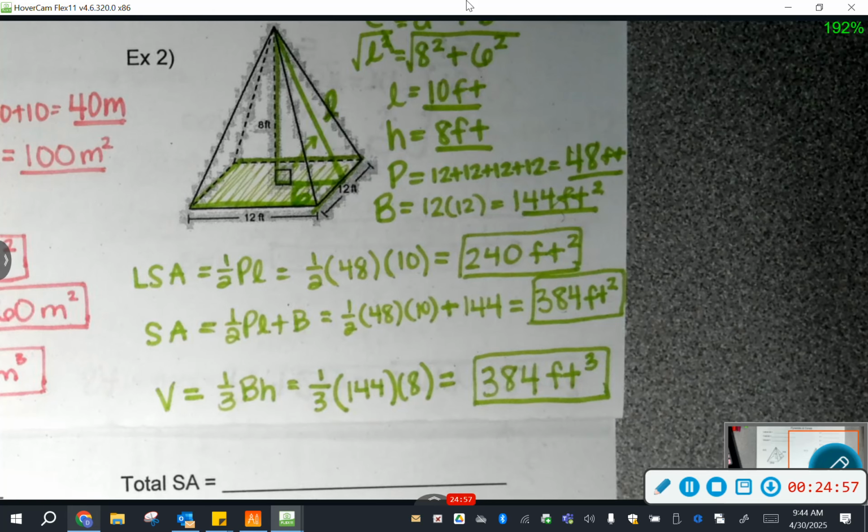Again, what's the hardest part about this? Finding that top part, whether it's the slant height because of Pythagorean theorem or adding all the sides, just remembering those parts. What questions do I have?